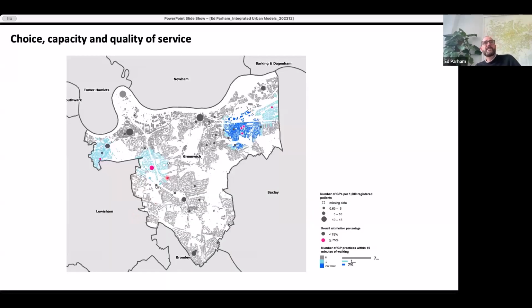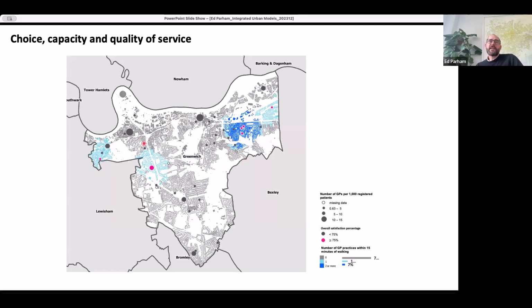I've skipped past this, but this is really saying we can add in extra data to this. There's lots of data that tells you not just can I get to a doctor, but how satisfied are the patients with that doctor? What's the ratio of doctors to patients? And you can then start to see a whole series of other characteristics. This is a borough of London. And this was looking at how many good doctors you could get to within a 15 minute walk. There's only one small part where you have a choice of good doctors with a low doctor to patient ratio.